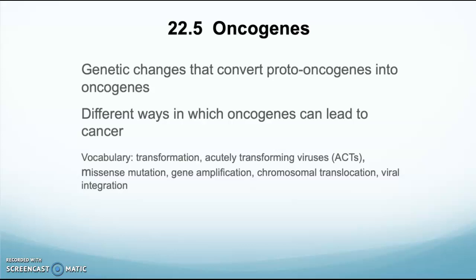Hi everyone. So we're going to start getting into a little bit more depth on oncogenes and tumor suppression genes. We're going to start out in 22.5 on oncogenes, and then we're going to talk about the genetic changes that will convert something that we would call a proto-oncogene into an oncogene. And then we're also going to talk about the different ways that these oncogenes can lead to cancer. There's some vocabulary too for this particular chapter.